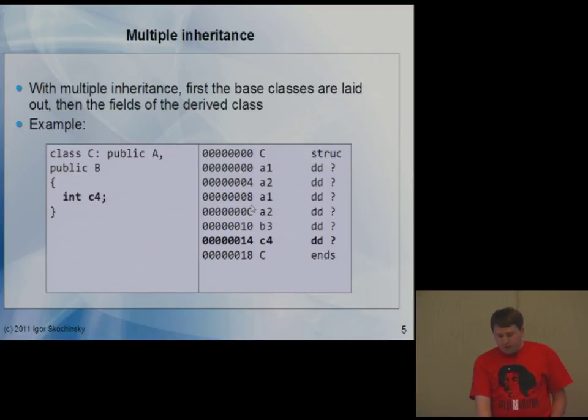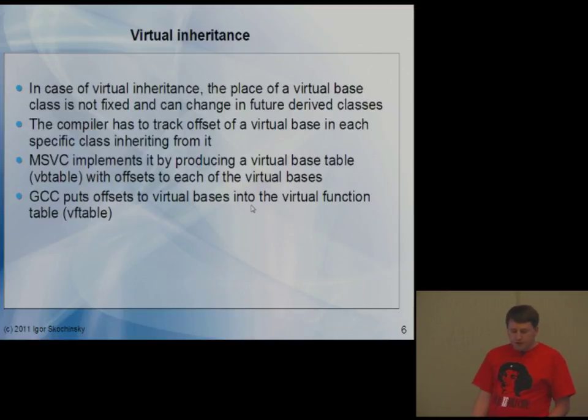And because of this, C++ also supports virtual inheritance, which allows you to have only one copy of a base class which is present in several other base classes. So in case of this virtual inheritance, because there is only one instance of this virtual base class, the layout is not any more fixed, and the place of this virtual base can change relative to the class it's included in.